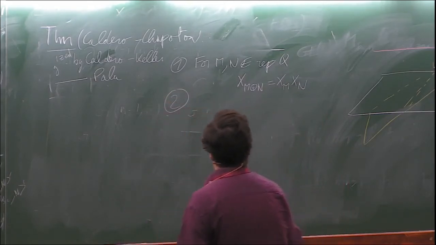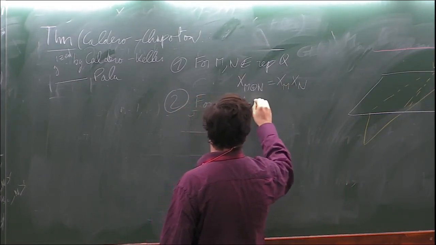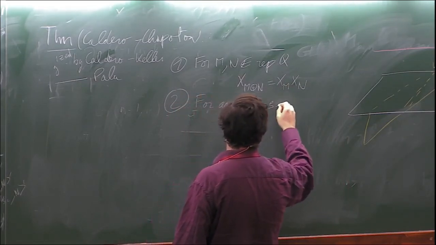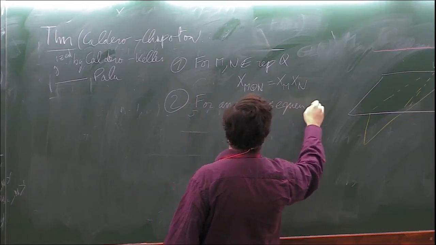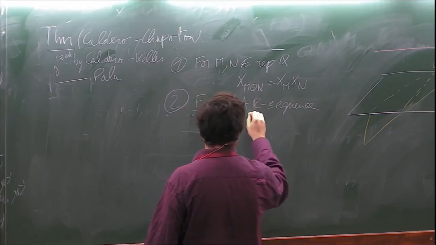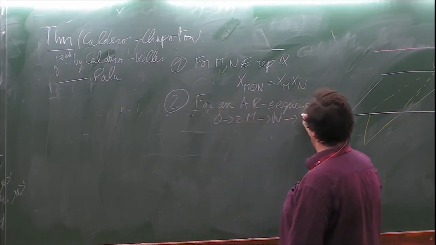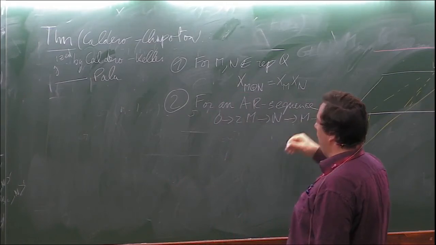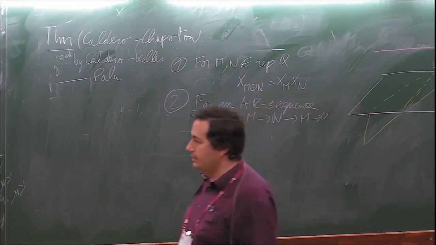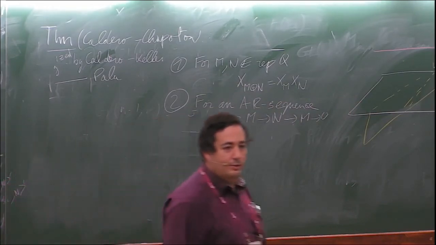2, for an AR sequence, Auslander-Reiten sequence, so of the form 0, tau m, n, m. Yeah, I'm sorry, I changed my convention from the previous talk. I was calling my representations x. However, I don't want to write xx. So that's why they became m and n today.